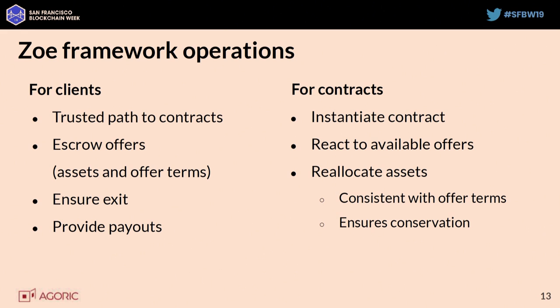So what are the operations that Zoe provides? Normally I would show code, but this is a shorter talk. On the left, what clients see outside of a contract is the ability to find contracts and validate that they're running the code you want. In systems like Ethereum, I can take a random number, the address, and see what source code is at the other end. In this public display, I can see that the source code I would run if I sent money to that address is this source code.